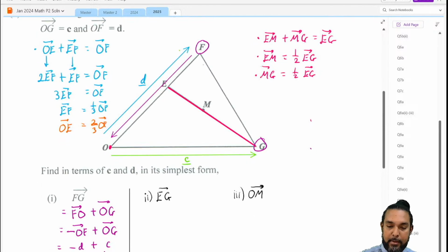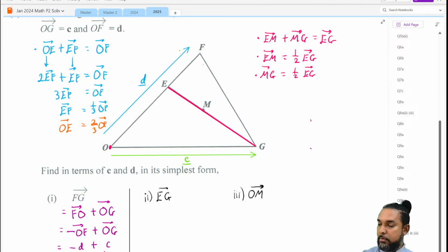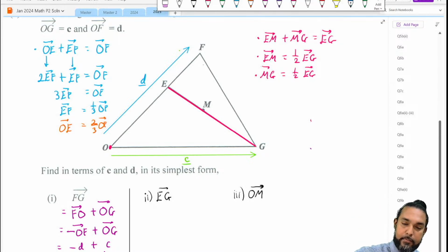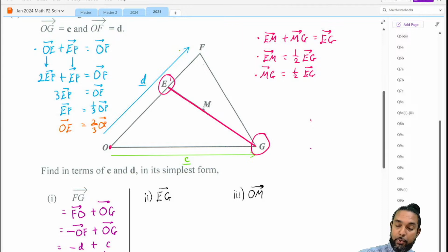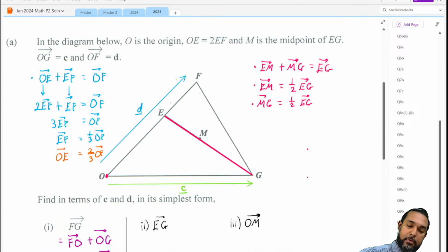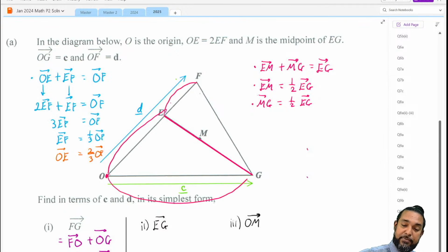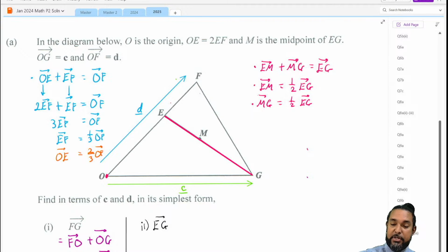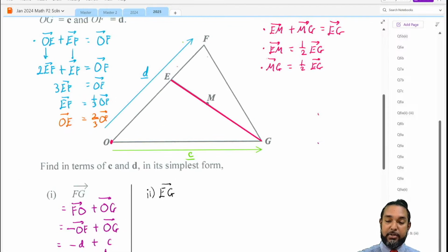Okay. So check this, right? We want to go now from point E to point G, but we don't have a vector along that pink line, not so? So what are some alternative routes? We have two. We could go from E to O and then O to G, or we could go from E to F and then F to G. Now, for the sake of illustration, I'm going to do it both ways, just to show you it doesn't matter which way you go. Right? There's a rule that says the sum of the vectors in a clockwise direction is equal to the sum of the vectors in an anti-clockwise direction.